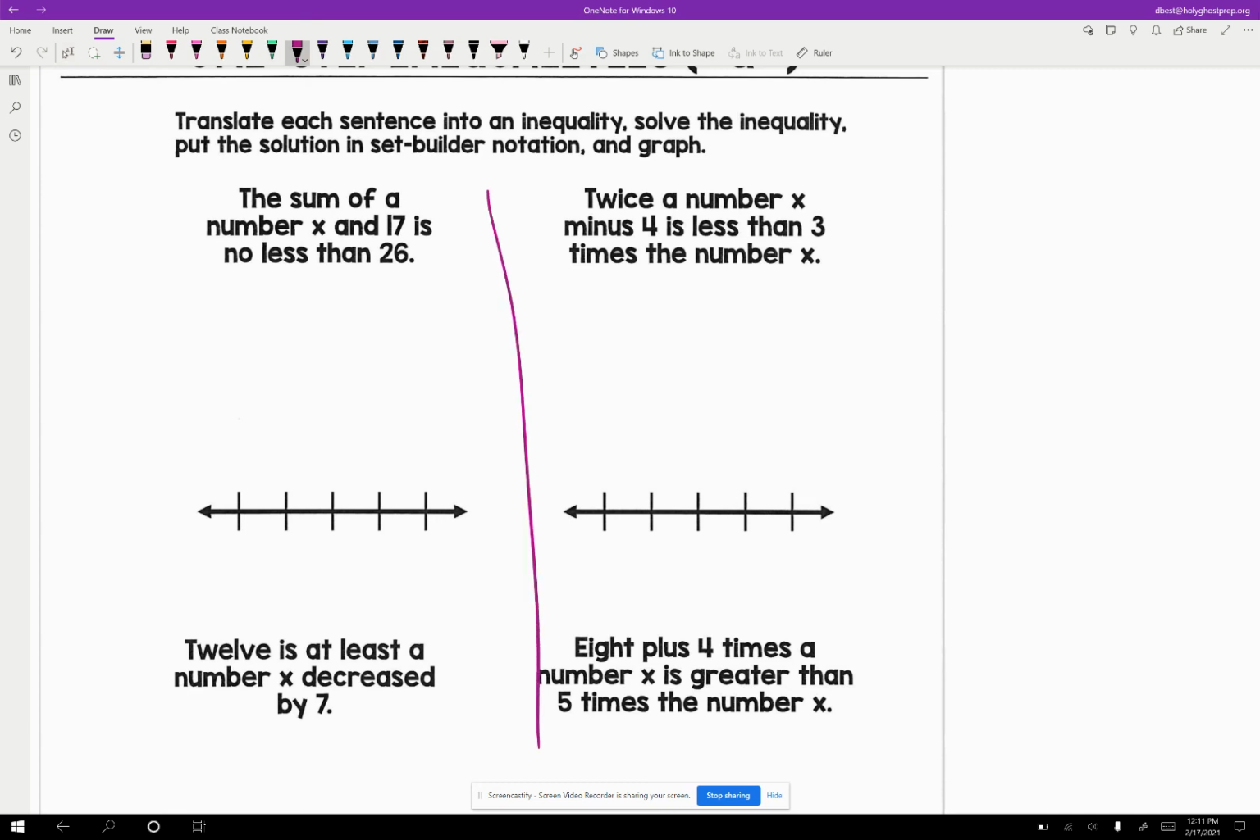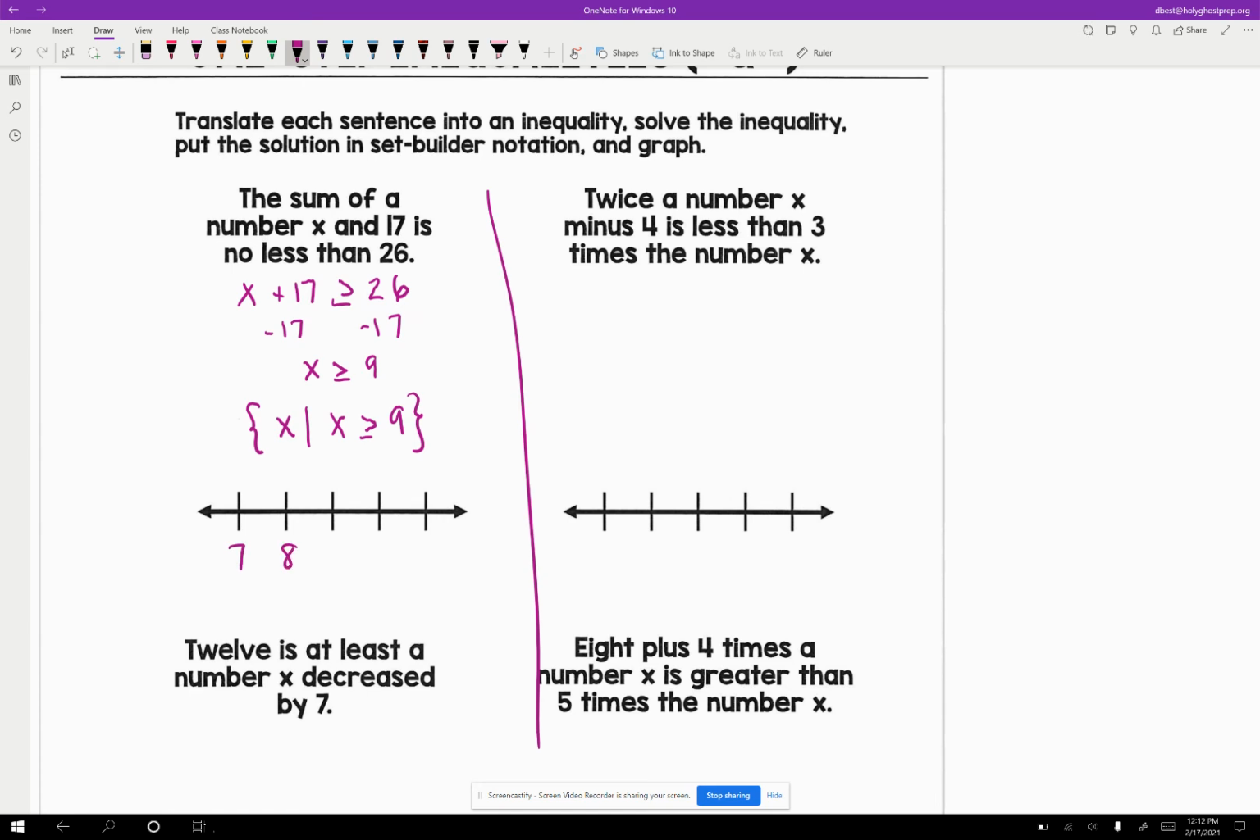So again, I'm focusing just on the 2 problems on the left. The sum of a number x and 17 is no less than 26. So if you set up your inequality as x plus 17 is greater than or equal to 26, nice work. Your one step to solve should be subtracting 17, which means you would have gotten x is greater than or equal to 9. Your set builder notation in your curly brackets looks just like this. X such that x is greater than or equal to 9.